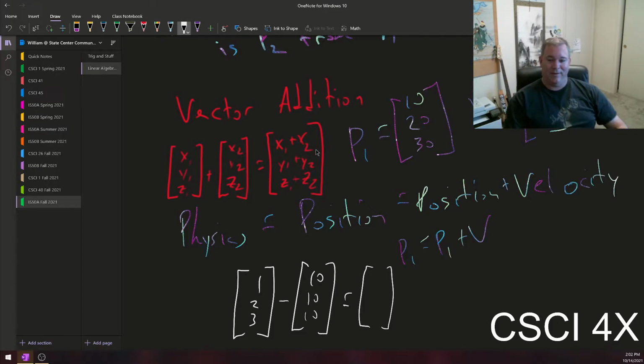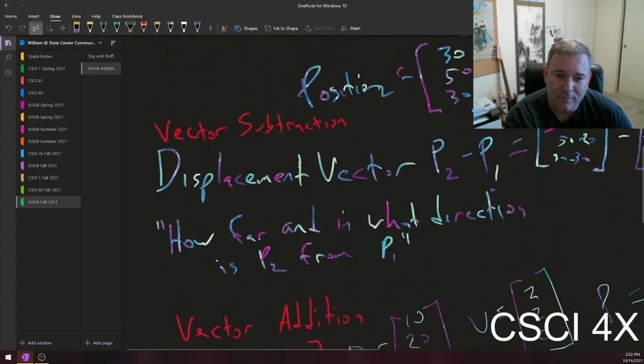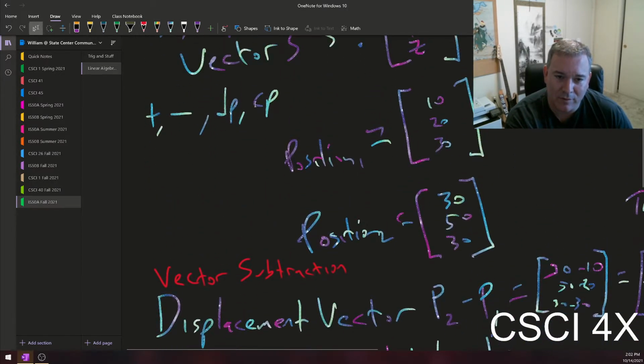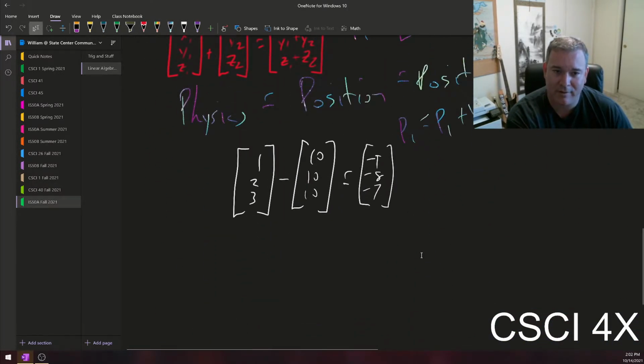We all do it. Yeah, so the answer here would be negative 9, negative 8, negative 7. That's it. That's all it is. All right, so now let's do, we've done dot product before, but we'll go over that again, and then we'll do cross product.